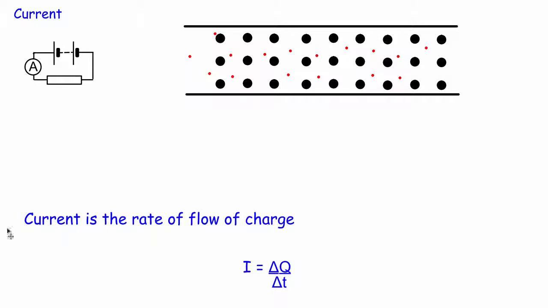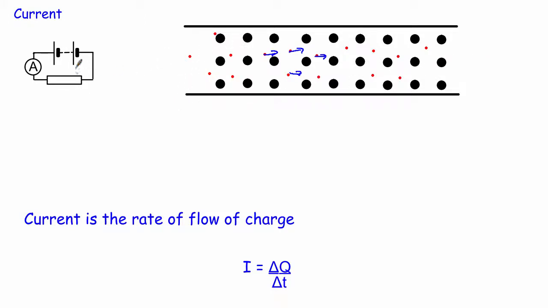So basically what happens is, as soon as we connect our potential difference up, it'll cause the electrons to flow all in the same direction in one particular way. So they all start to move in that direction there. So we've got electrons moving all together in that direction.